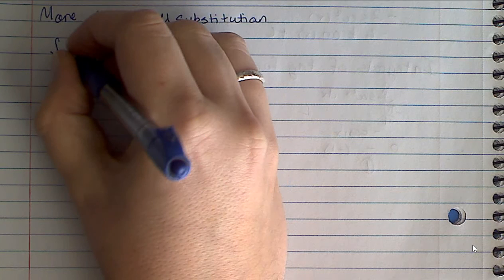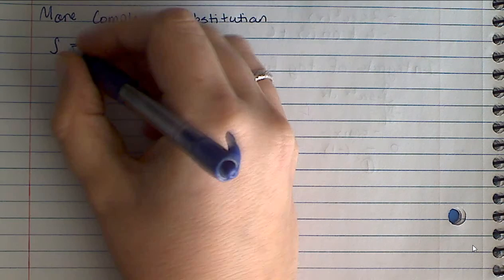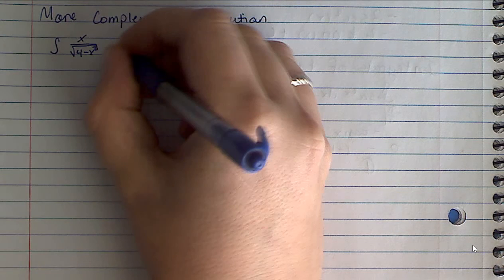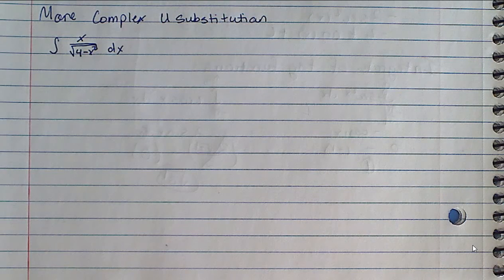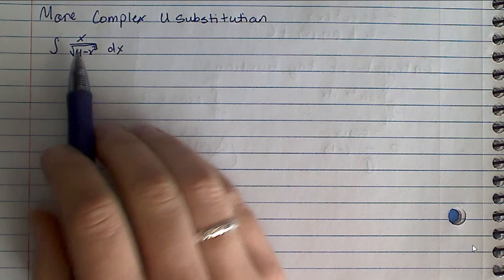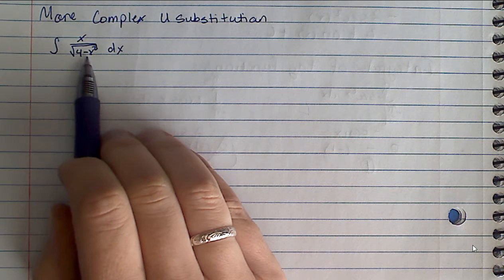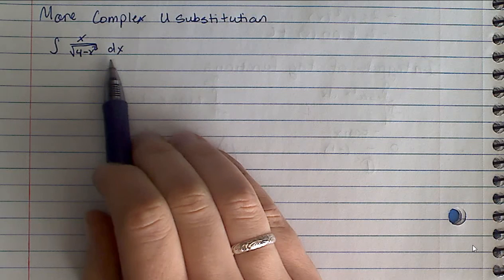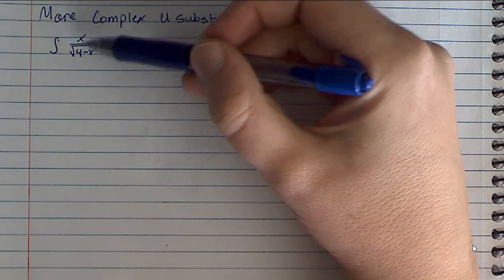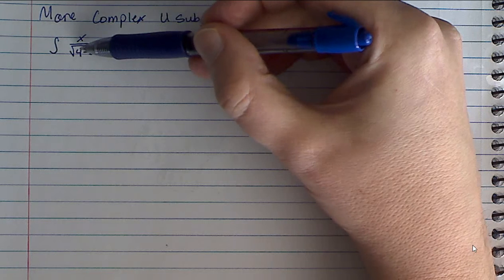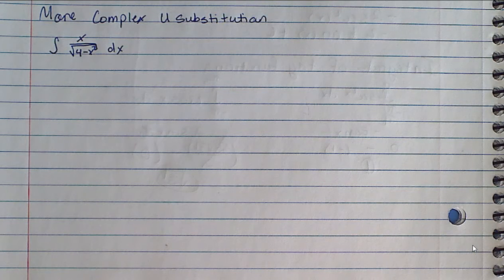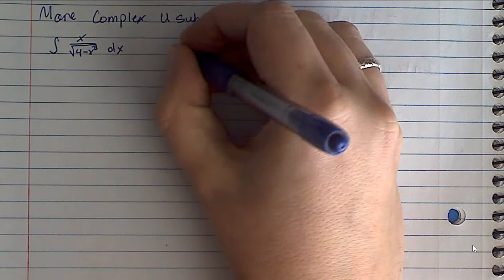So I've got x over the square root of 4 minus x squared dx. In the numerator, it's plain x. In the denominator, it's the square root of 4 minus x squared, and then outside it's dx. So we're going to pick what's probably the messiest inside bit to be u, like we talked about yesterday. So u in this case is 4 minus x squared.